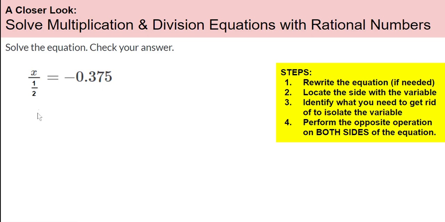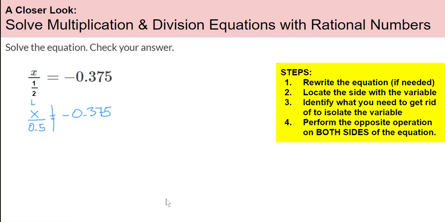I should know what 1/2 is, right? So I get x divided by 1/2 or 0.5, right? 1 divided by 2 is 0.5, equals negative 0.375. All right. What side has the variable? If you said the left side, that is correct. You can see the variable is on this side.